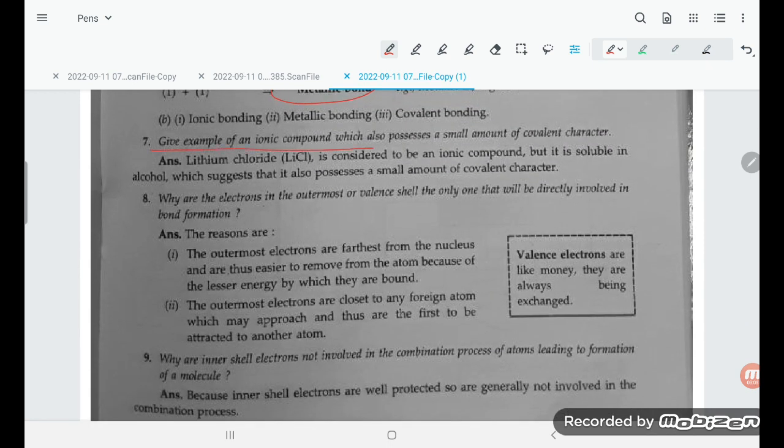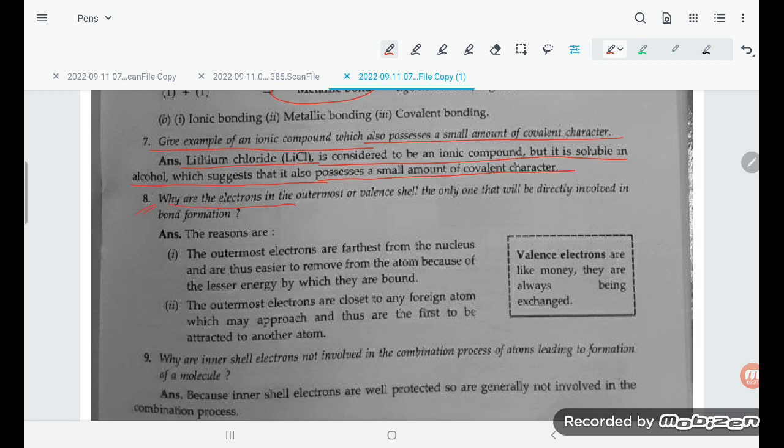Give an example of an ionic compound which also has a small amount of covalent character. Lithium chloride, LiCl, is considered to be an ionic compound, but it is soluble in alcohol, which suggests that it also possesses a small amount of covalent character.